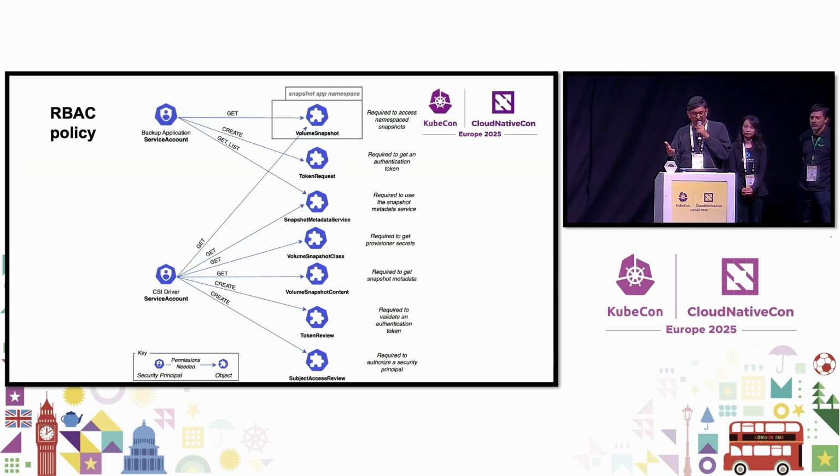So the CSI driver has to have permissions for subject access review and token review to validate and check permissions. And the backup application, when it installs itself, must make sure that it has adequate permission to perform a token review, a token request. Most of the other permissions exist just because they're backup applications and CSI drivers.